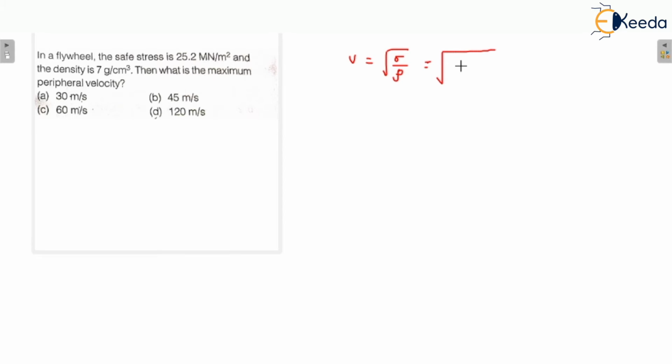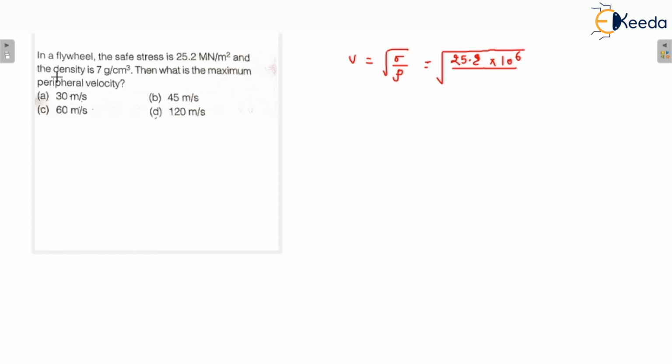But the important thing is that in this question, the math is a little bit complicated, you just have to make units the same for sigma and density. This is 25.2 meganewton per meter square. You can write it as newton per meter square. You just have to multiply with 10 to power 6 because we want to expand the mega. 1 mega is nothing but 10 to power 6. So 25.2 multiplied by 10 to power 6 upon density, and density is 7 gram per centimeter cube.